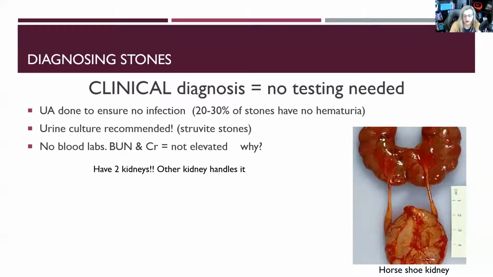Now, let me ask you this. What if you only have one kidney? Like in this example, there's a horseshoe kidney. So if you only have an obstruction in one side, would that be a problem?